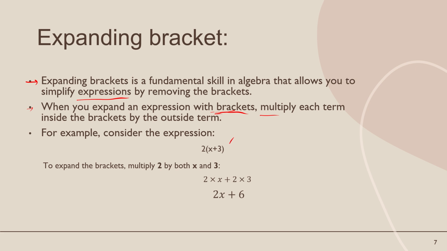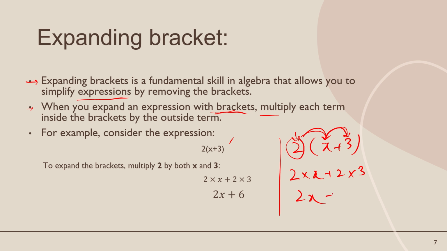Let's suppose we have the expression x plus 3. We multiply the number 2 with each term present in the bracket. First we write 2 into x, then 2 into 3. So we multiply this number with both numbers inside the bracket. So 2x, and 2 times 3 is 6. Clear? So this is all about expanding brackets.